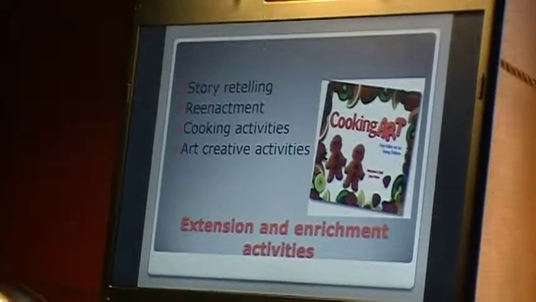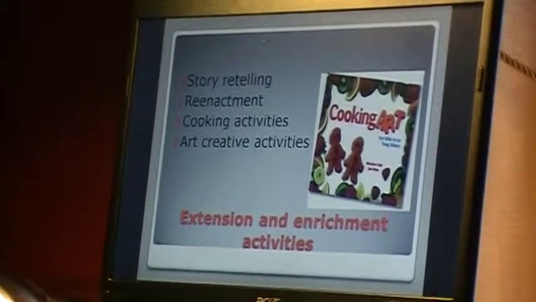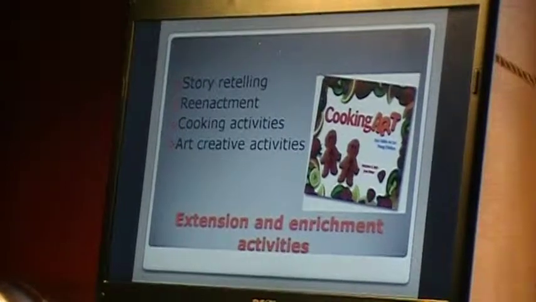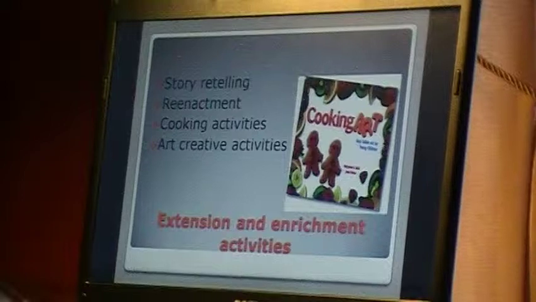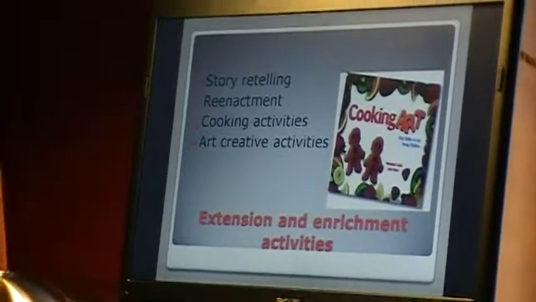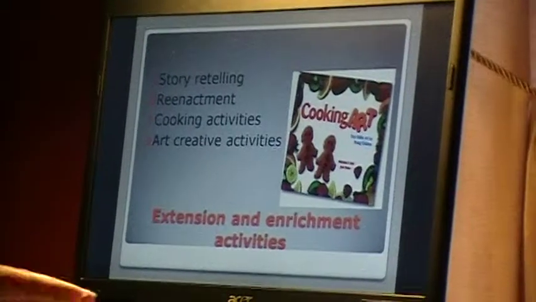They might speak the lines, describe their character. Cooking activities allow for sensory experiences including smell, taste, touch, hearing, and sight. Both cooking and art activities are an excellent way to reinforce the targeted vocabulary.